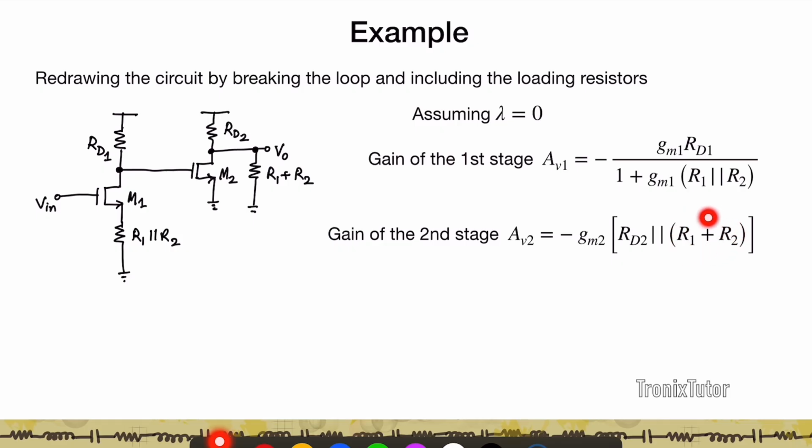So remember, this feedback network is loading it. If you'd assumed the feedback network was not loading anything, then you would have gotten wrong numbers for the gain. And so your open loop gain is going to be given by the product of these two gains.